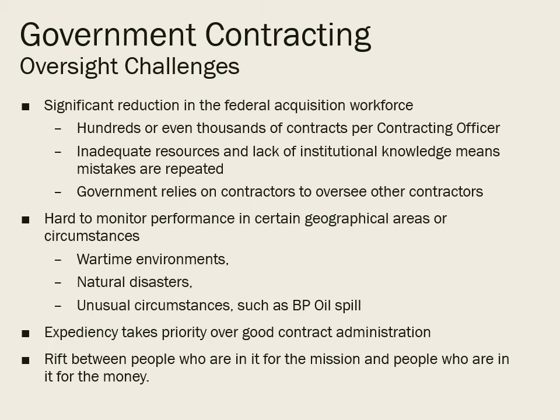There are also massive oversight challenges for government contracting. Like I said, there's been a significant reduction in the federal acquisition workforce, so a single contracting officer in an agency will deal with hundreds or more likely thousands of contracts a year. There are inadequate resources. The lack of institutional knowledge really means that mistakes are repeated.